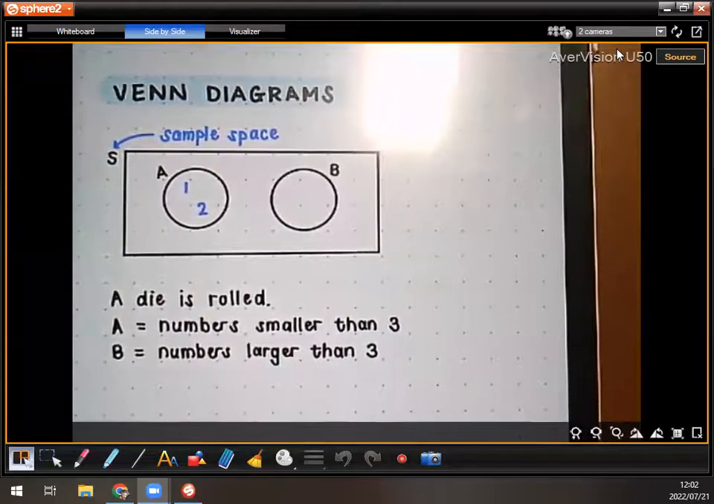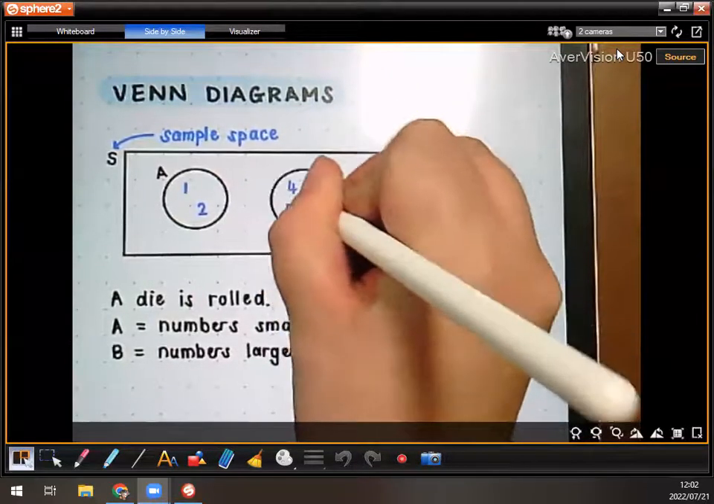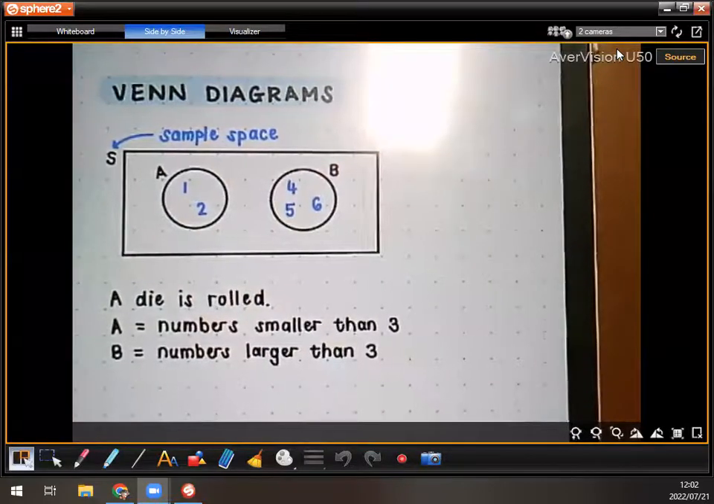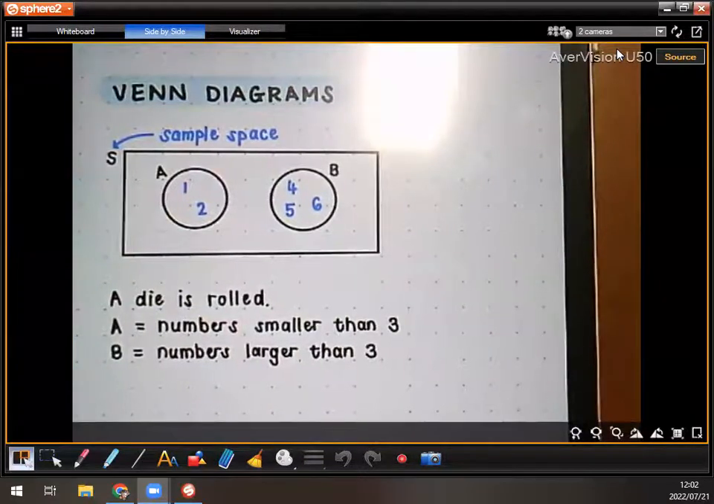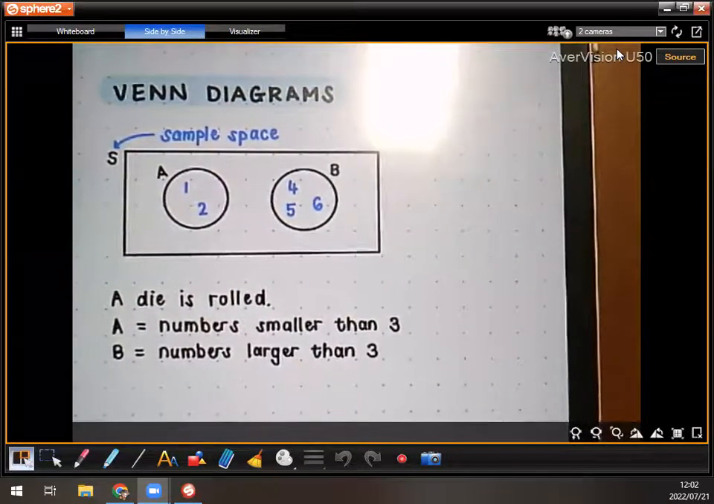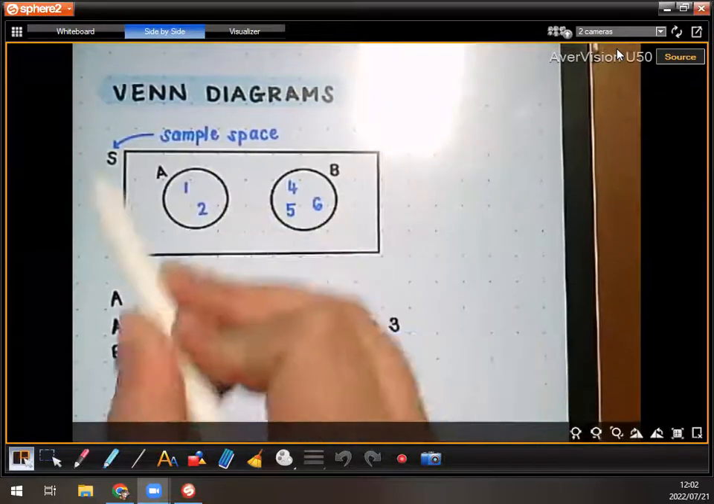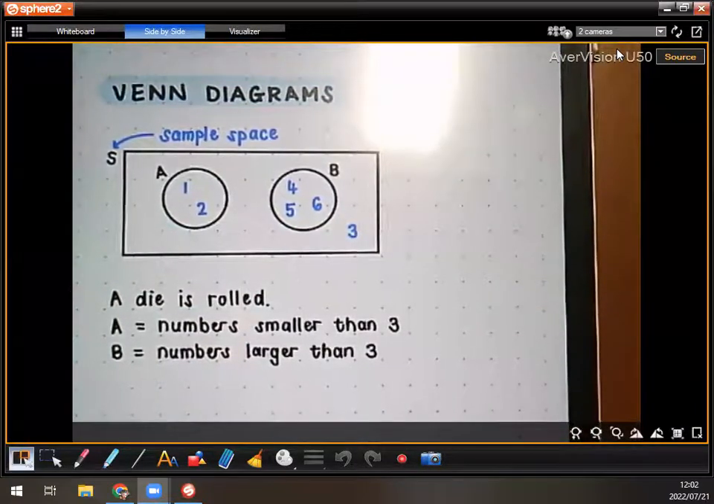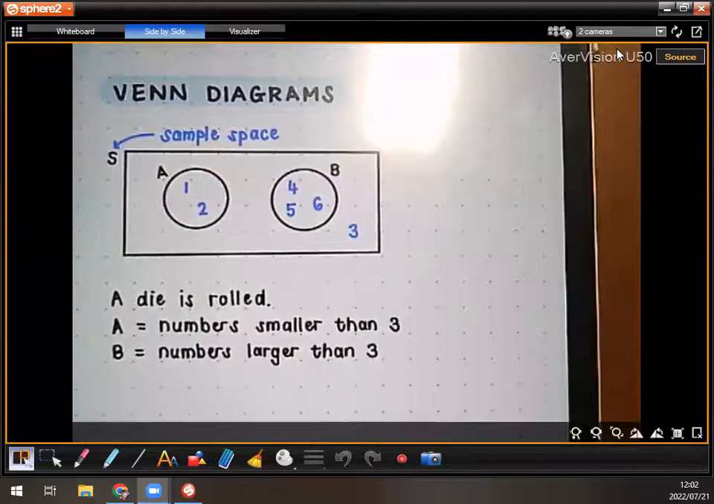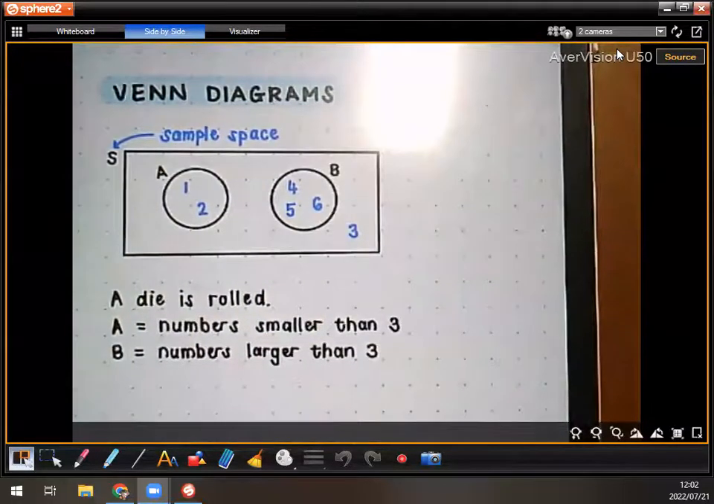And what about numbers larger than 3? Those numbers will go into circle B. So those would be 4, 5, and 6. Have I now included all of the numbers in the sample space in my Venn diagram? No, 3 is missing, right? So guys, 3 can't go into A or B, but 3 is still a part of my sample space. So anywhere in that box outside of those 2 circles, you have to put 3. It can be anywhere. It could be there in the top corner, wherever. All right, up to you.